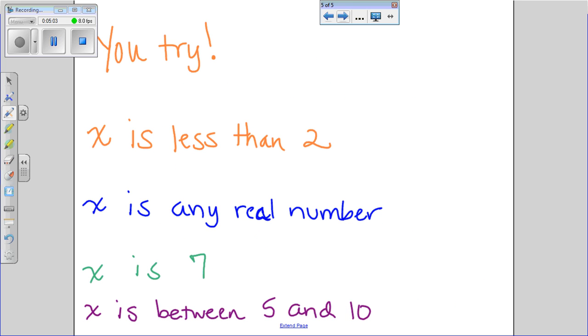Okay, so if you want to pause the video at this point, you can try these three and see if you can write the set notation for each of these statements. Then when you press play again, I'll show you how it would be done.